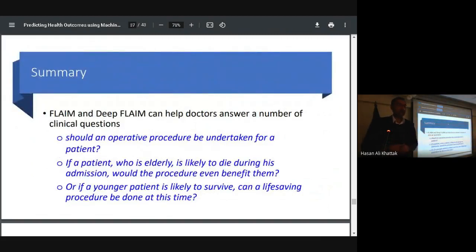So to summarize, what sort of benefit can doctors or healthcare practitioners get out of this work? FLAME and D-FLAME can help doctors answer a number of clinical questions. For example, should an operative procedure be undertaken for a particular patient based on the age, demographics, and all the factors which I just showed? Another interesting thing is, if an elderly patient is likely to die during the admission, would the procedures even benefit them or not? And thirdly, if a younger patient is likely to survive, can a life-saving procedure be done at this time or not?